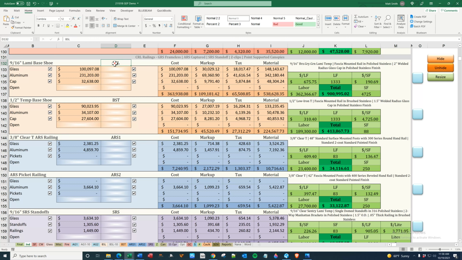We have base shoe laminated, which is the GRS system. I have just traditionally called it base shoe. That is very different from base shoe tempered. We also have two inputs for ARS, which are exactly the same. The first one I generally retain for glass, the second one I generally retain for picketing.